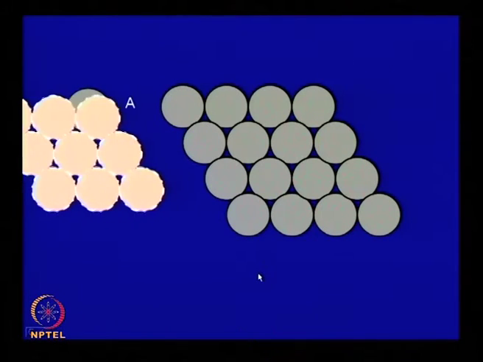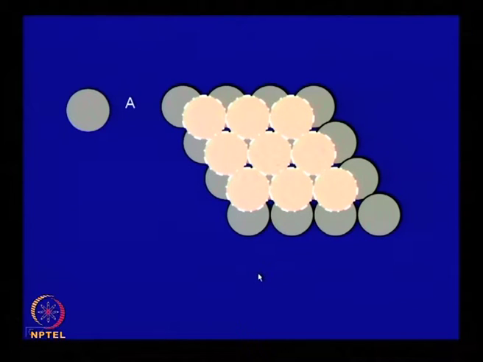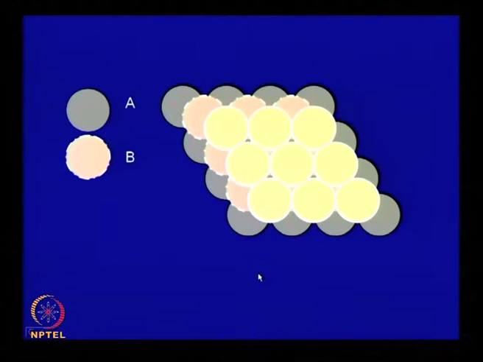So it occupies one of the positions, and we call this layer B. Then we bring in another layer on the other side, and we call this layer C. Look at this arrangement from this side: it is similar to the face centered cubic structure.